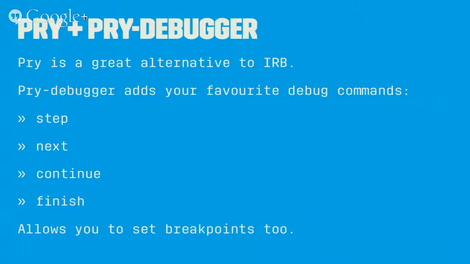Other cool tools, Pry and Pry Debugger. Pry is an alternative to IRB. You can just use it on the command line to do some cool stuff with Ruby in an interactive fashion. Pry Debugger adds your common debug commands to Pry. So next, step, continue, finish to walk through your code as you're doing it. You can set breakpoints as well.